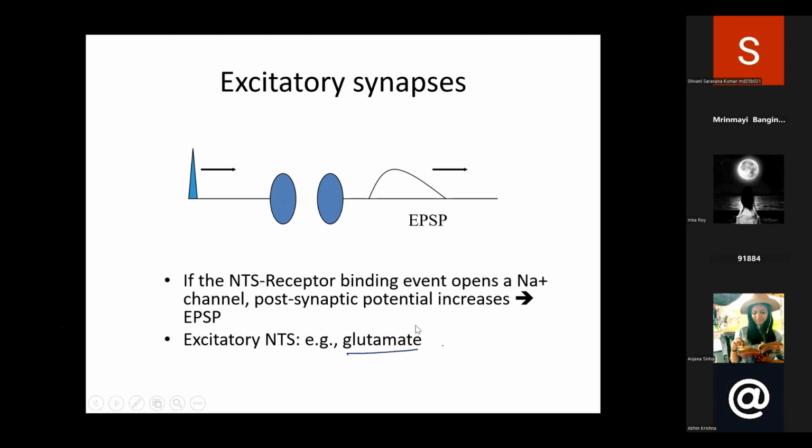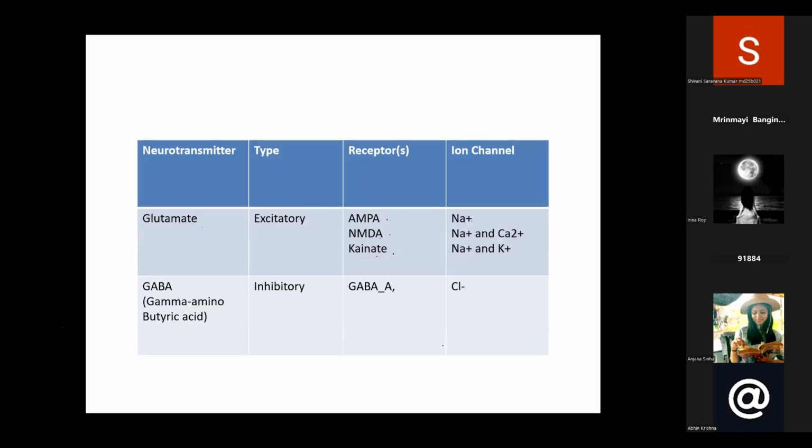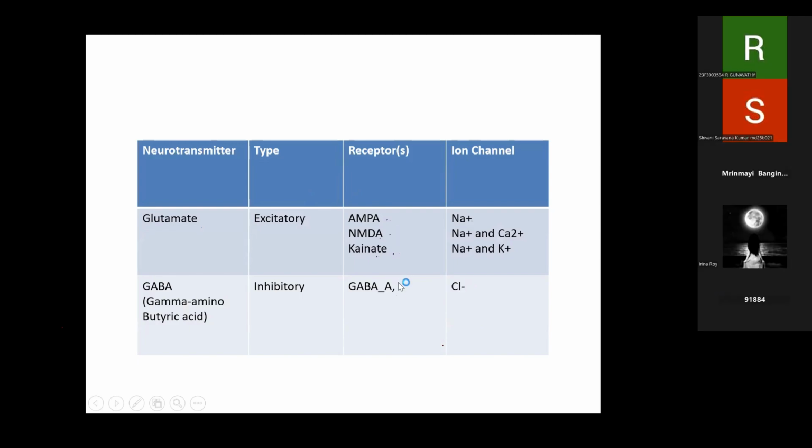In case of excitatory synapses, the ion channels involved are sodium channels, because that's what causes an increase in potential on the postsynaptic side. In case of inhibitory synapses, it's either potassium or chloride. In case of potassium, the potassium goes from inside to outside. As for chloride, chloride goes from outside to inside. But in both cases, the result is the same. The potential becomes negative.